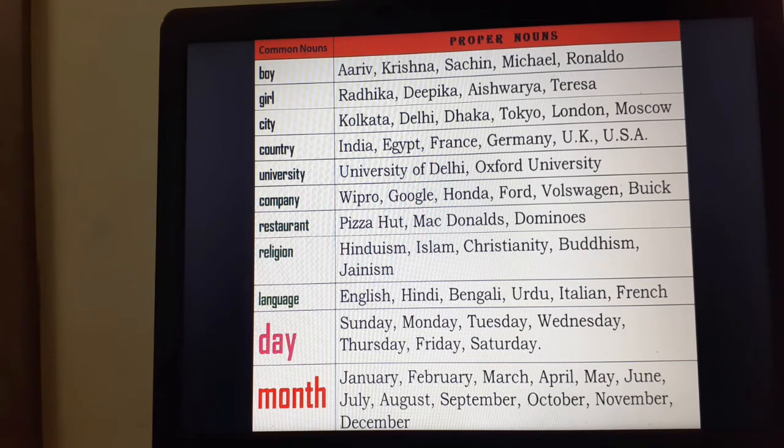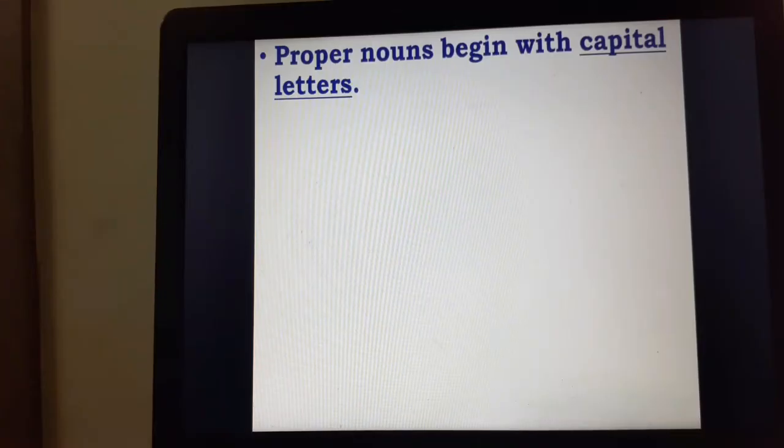Now, I want you to focus on the last two rows, that is of days and months. With the days of the week, that is Sunday, Monday, Tuesday, Wednesday, Thursday, Friday and Saturday, we write them with the first letter capital because they are proper nouns. And the same thing goes on with the months as well. Always remember that proper nouns are always written with the first letter capitalized. Proper nouns begin with capital letters.